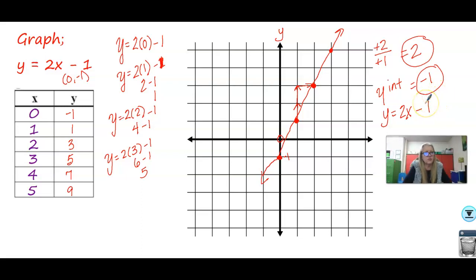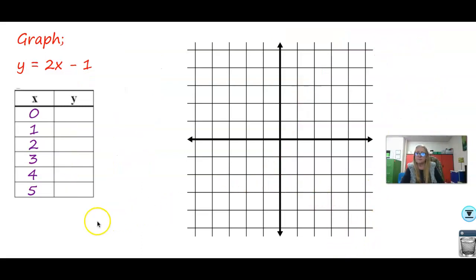Do you see a positive 2 and a negative 1 in that equation? You do. The number in front of the x is a positive 2, and this number is a negative 1. That is why we call this slope-intercept form, because when you write the equation in this form, the number in front of the x is always your slope, and the number at the end is always your y-intercept. Pretty cool, right? I know you're excited about that.